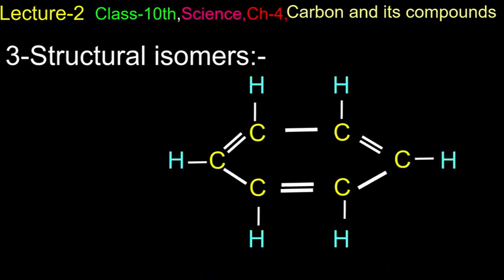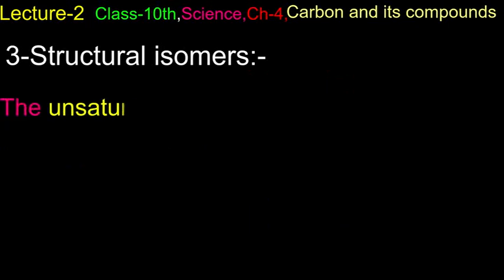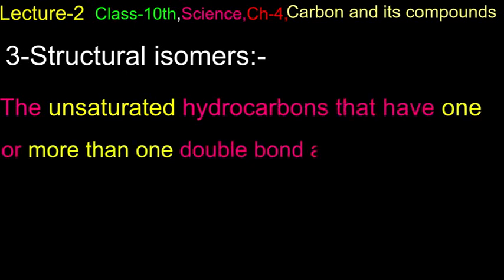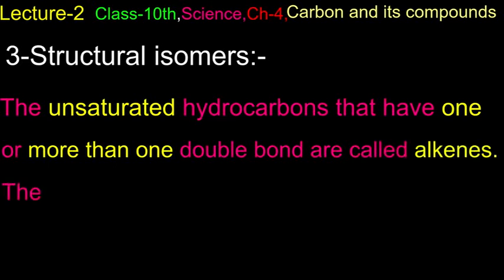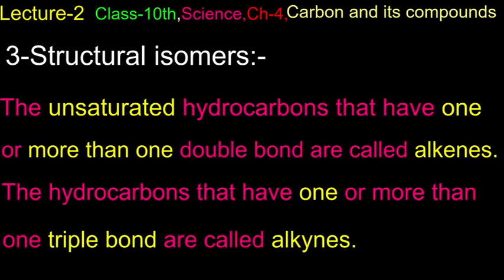If in this alternate bonds are double, then the chemical formula comes to C6H6 and the compound so formed is called benzene. So here you can see the benzene structure. Unsaturated hydrocarbons that have one or more than one double bond are called alkenes, and the hydrocarbons that have one or more than one triple bond are called alkynes.